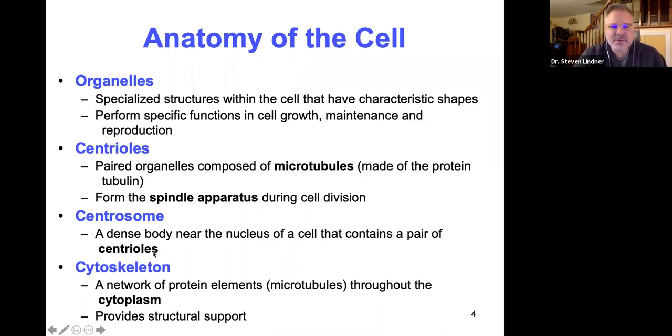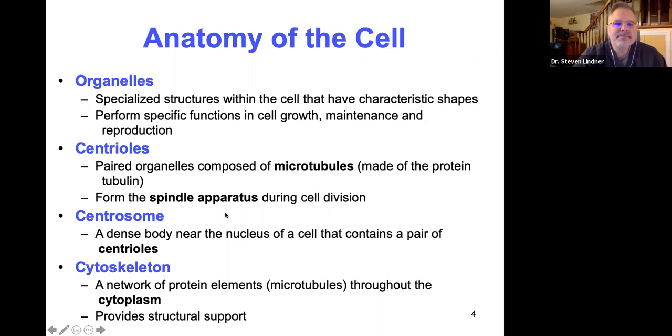We showed you the centrosome, which was that black circle, that dense body near the nucleus, and then it had these spindles, the spindle apparatus called the centrioles. Those are composed of proteins called microtubules. Microtubules, they're easier to see, they're larger. We have microfilaments as well that we'll see another type of protein when we cover muscle, but microtubules are a protein that's a little bit larger. And they form from a protein called tubulin.